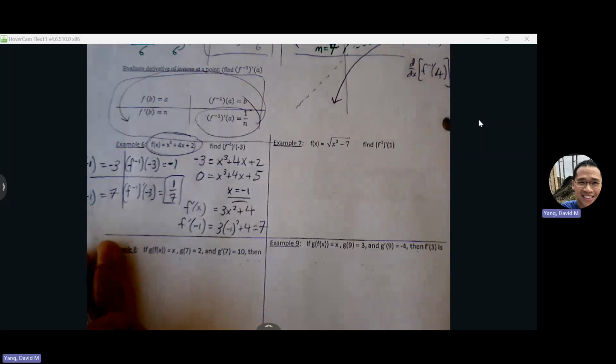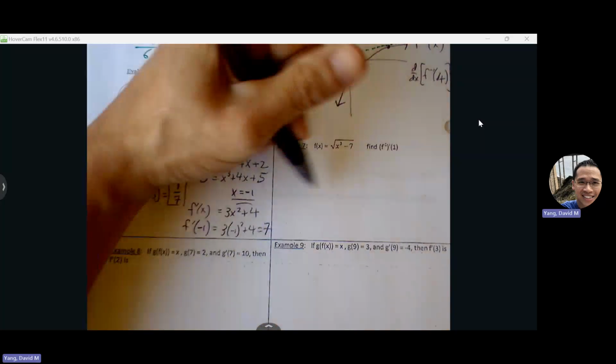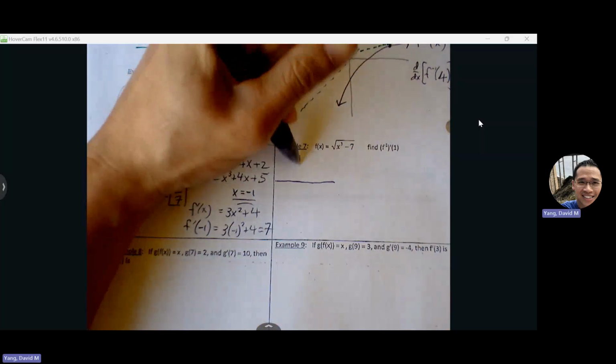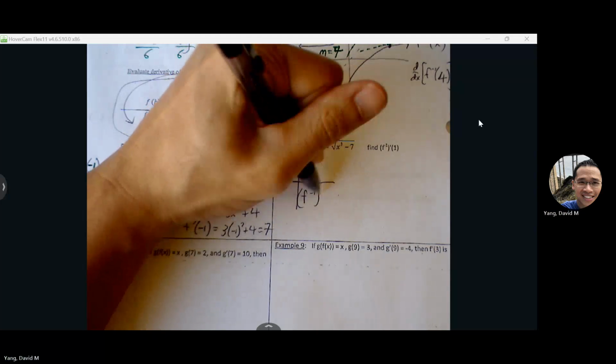All right, example 7. We're trying to find the derivative of f inverse at 1, and you're always going to be looking for the derivative on the inverse side.